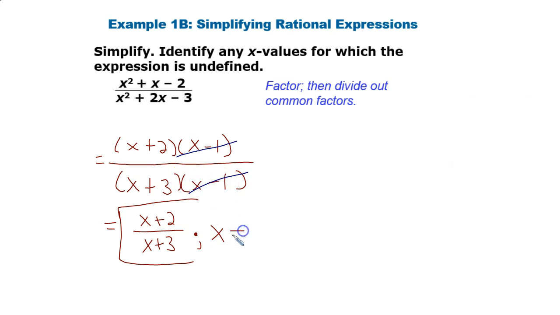So x cannot be negative 3, because negative 3 plus 3 is 0, and 0 times anything is 0, and we've got a divide by 0 error. So can't have negative 3. It also cannot be positive 1, because that would also give us a divide by 0 error at the very beginning.